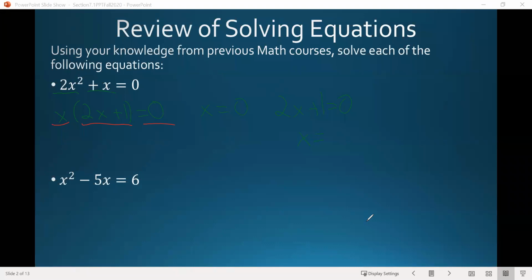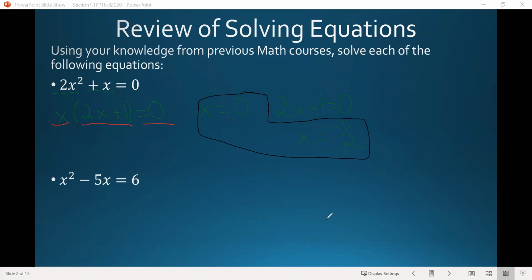The first one is already solved. We just have x equals 0. If we subtract 1 and divide by 2 on the second one, we end up with x equals negative 1/2. And that would be our answer there.